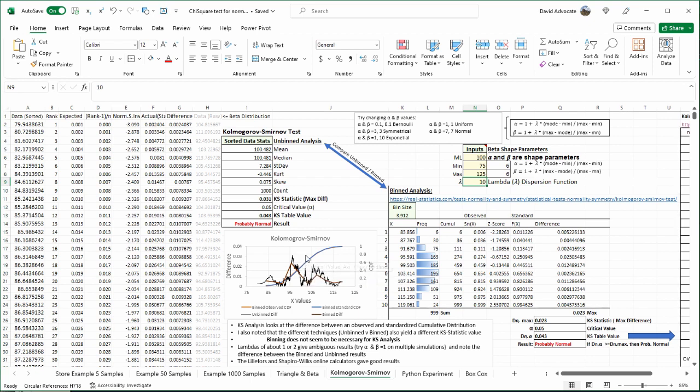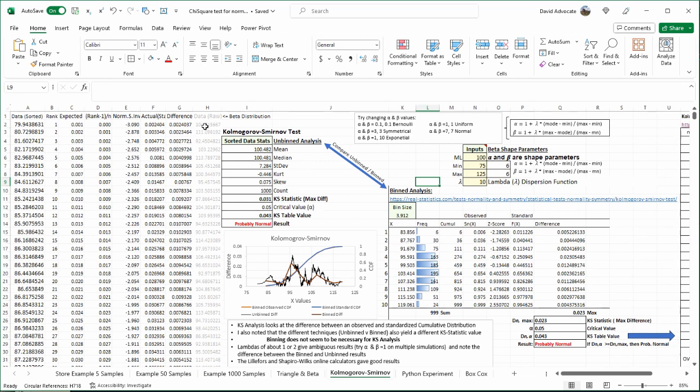In this workbook, we'll evaluate some beta distributions, which have the inputs of a most likely of 100, a min of 75, and a max of 125. And we'll put in here a dispersion factor, or lambda, of 10, which is close to a normal distribution. It calculates the alpha and beta required for the analysis. So let's see how this workbook does its job.